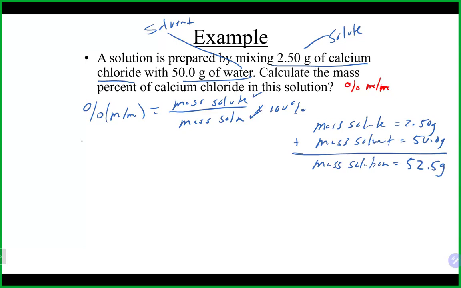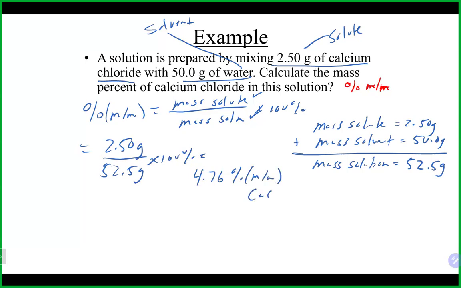Now we have correctly the things that we need. Again, we do not want to divide by just the solvent. So 2.5 grams divided by 52.5 grams times 100%, and that will get us 4.76% mass to mass. You could call it calcium chloride in this case. Any questions on that calculation? So again, a very common mistake is to divide by just the solvent, and they're usually separated in these types of questions. Any questions on that one?